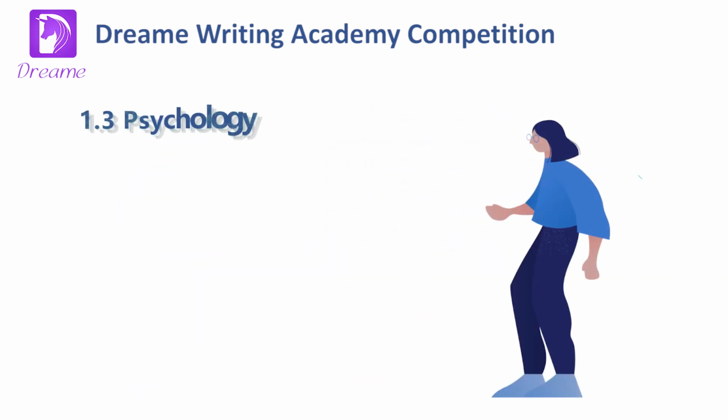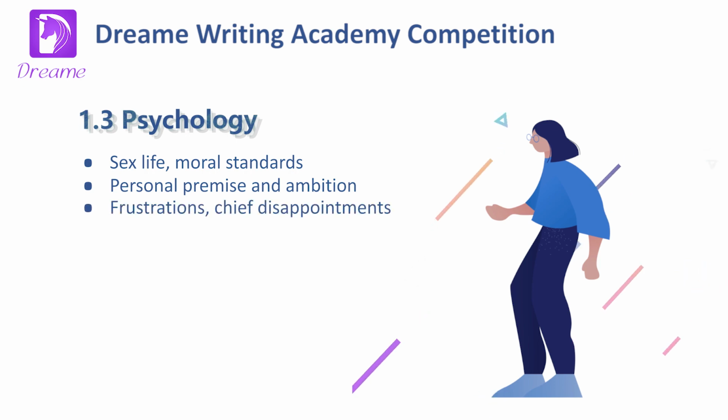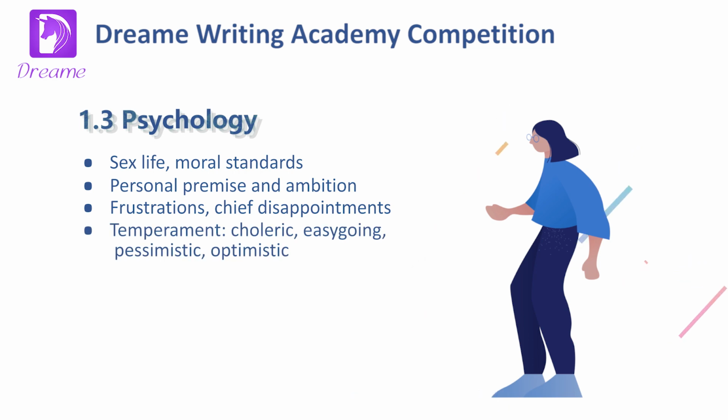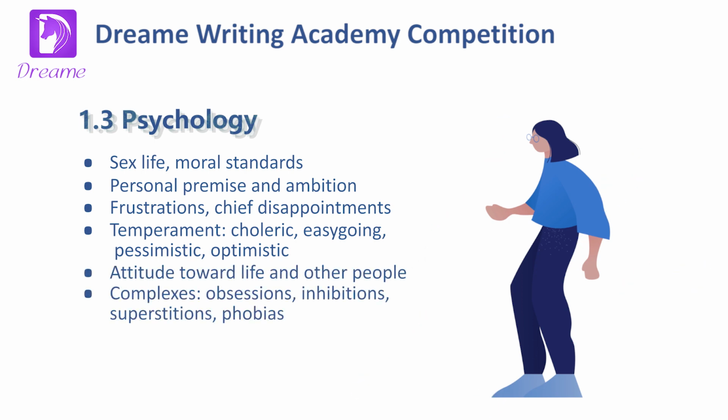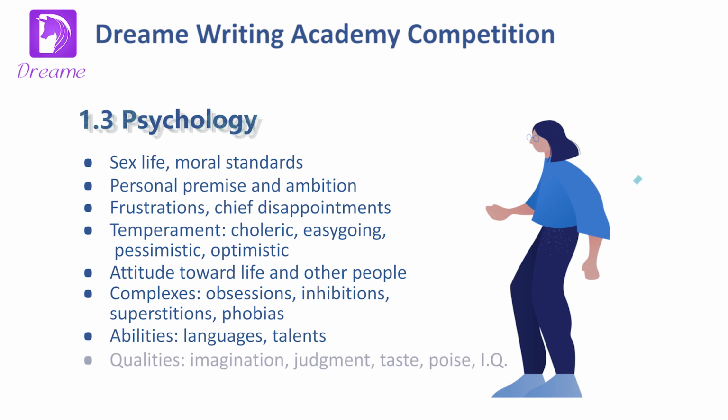1.3. Psychology. What should be considered about psychology is sex life, moral standards, personal premise and ambition, frustrations, chief disappointments, their temperament, choleric, easygoing, pessimistic, or optimistic, their attitude toward life and other people, any complexes, obsessions, inhibitions, superstitions, or phobias. Their abilities, what languages do they speak, what talents do they have? The qualities about them, imagination, judgment, their taste, their poise, their IQ.